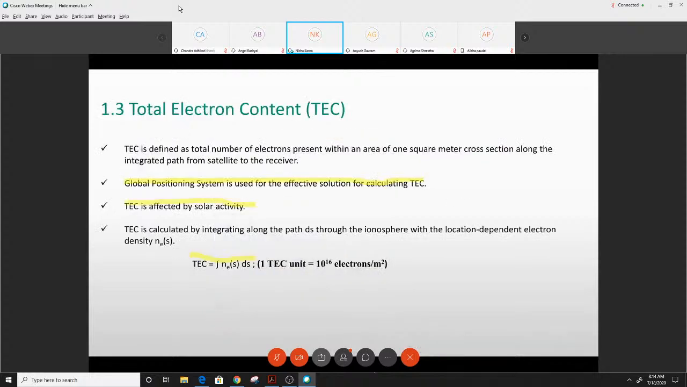So what is TEC? TEC is the total number of electrons within an area of 1 square meter cross section along the integrated path from satellite to the receiver. The global positioning system is used to calculate the TEC value to display the ionospheric errors and to correct those errors. TEC is highly controlled by solar activity, so it is found to be maximum in the equatorial region. Here we have used GPS and the IRI 2016 model to calculate the TEC value.